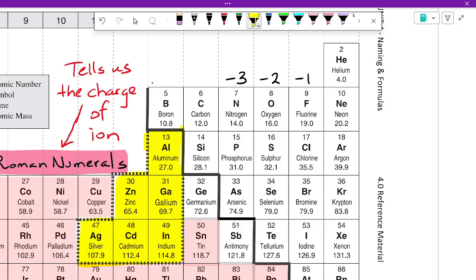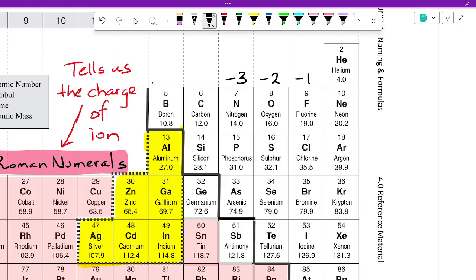Are those little staircasey regions metals or non-metals? They're metals. So when they become ions, do they become positive or negative? They become positive. We're going to worry about boron later, okay? Now, they're going to become positive. Some of them are going to become +1. Some are going to become +2. Some are going to be +3.